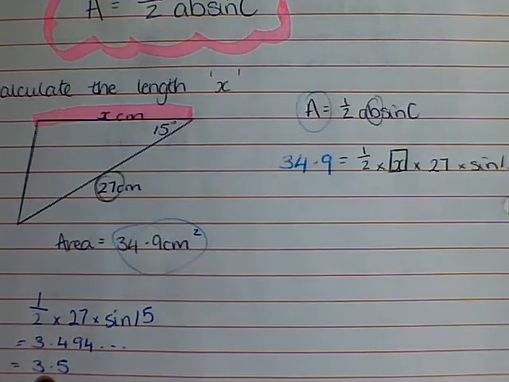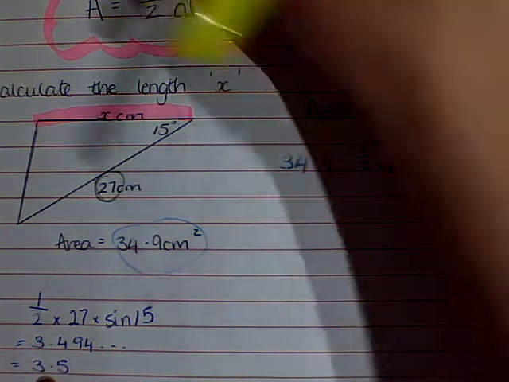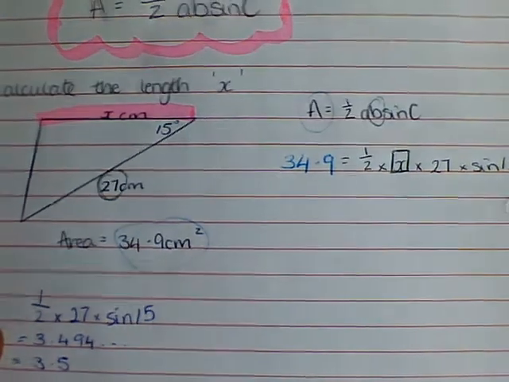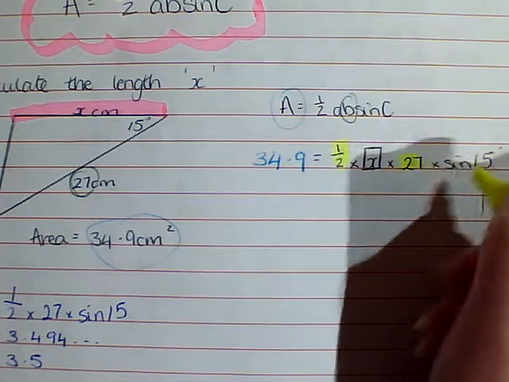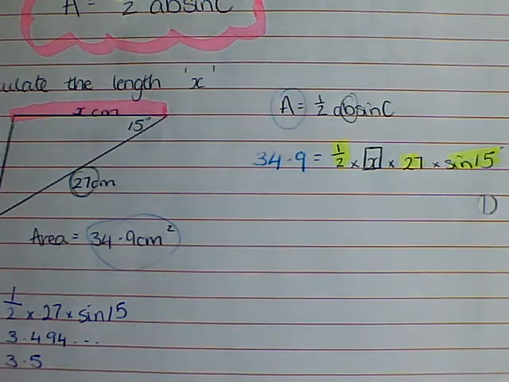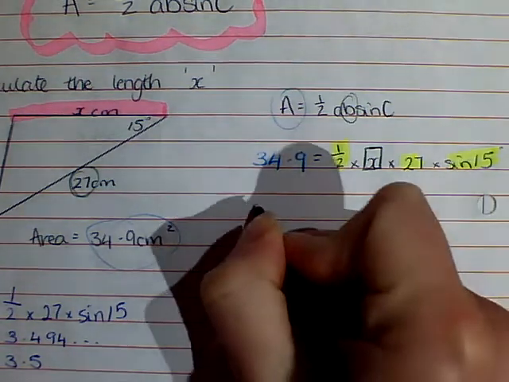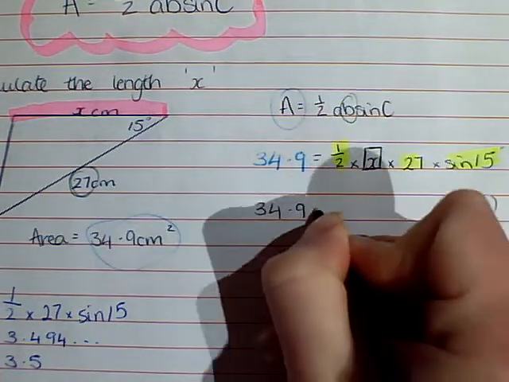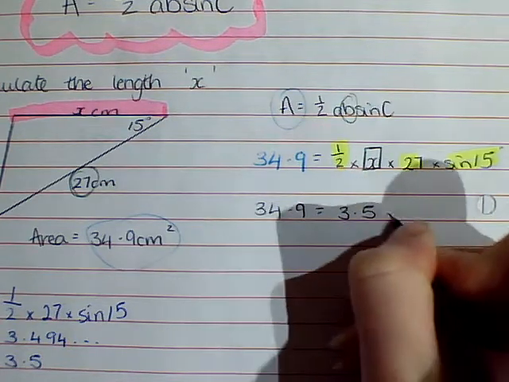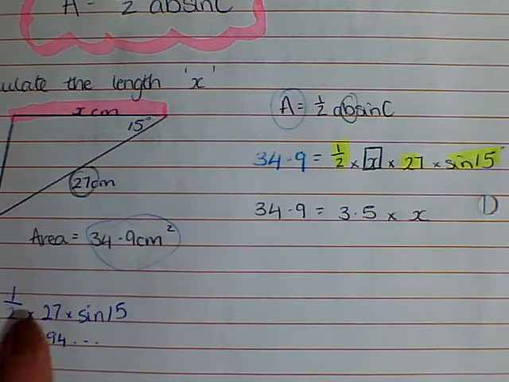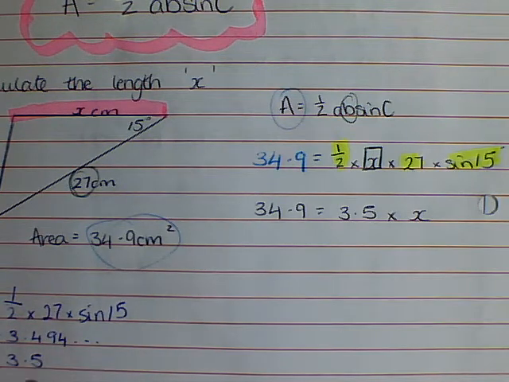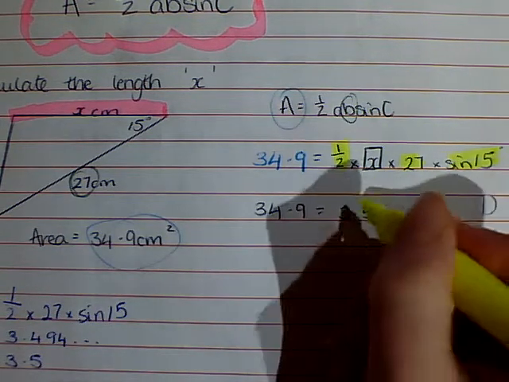So that 3.5 is going to replace the half, the 27 and the sine 15. 34.9 equals 3.5 times x. Okay, because a half times 27 times sine 15 we found to be this 3.5, so I've replaced them there with that 3.5.